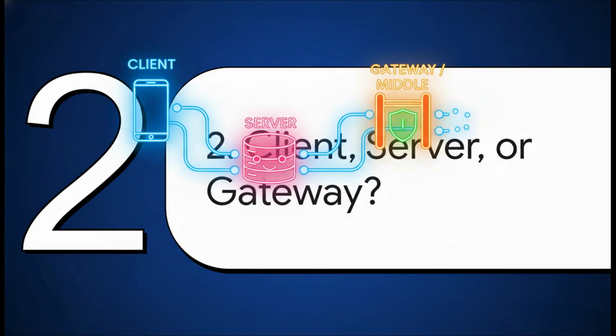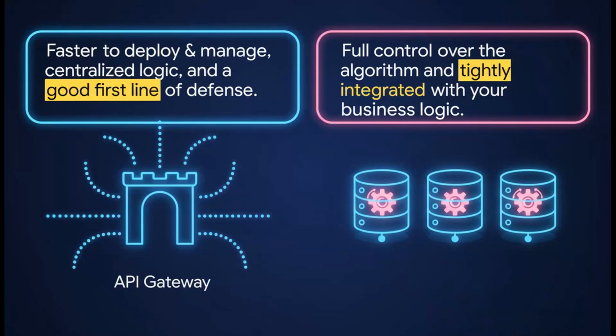Okay, so we know we need a defense. The next big question, the critical architectural decision, is where do we build it? Do we put it on the client side, in the server code itself, or maybe somewhere in between? This choice has some major implications. Let's look at the trade-offs, right? On one hand, we could build it directly into our application code, right on the servers. The big win there is total control. You can perfectly tailor the algorithm to your specific business logic. But it can get messy, and it's often tied to just one programming language or framework.